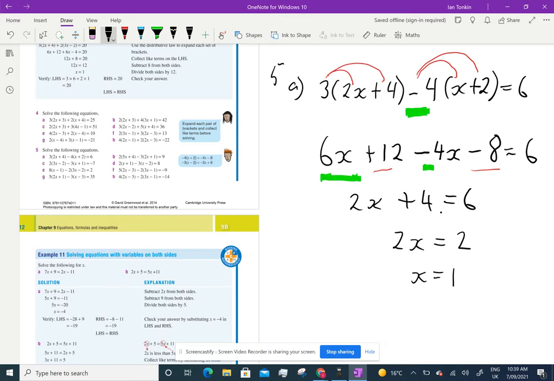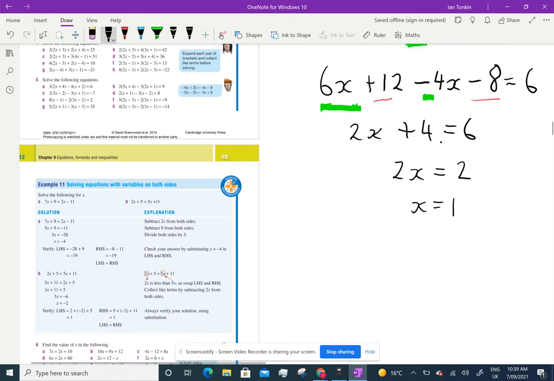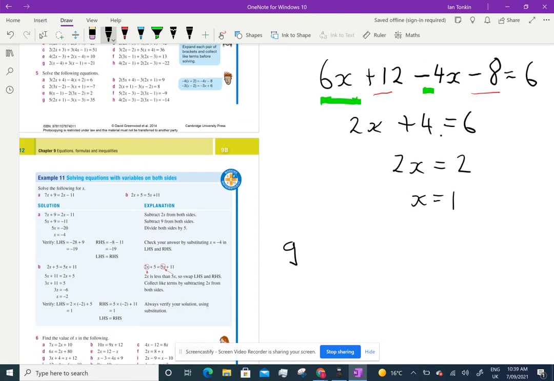And again, you can check, but I'm just going to use the answers in the back of the book. And I've got them on my other computer. So, we're looking at question 5a. The answer is x equals 1. Let's do 5g because I'm not going to do them all. You should be able to have a go at them yourself. This is going to be a good one to do.